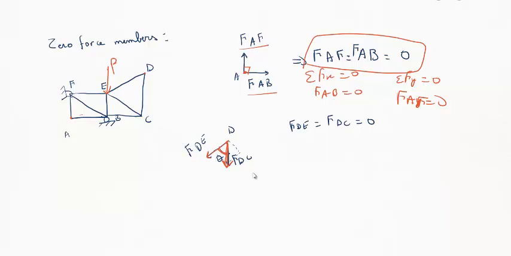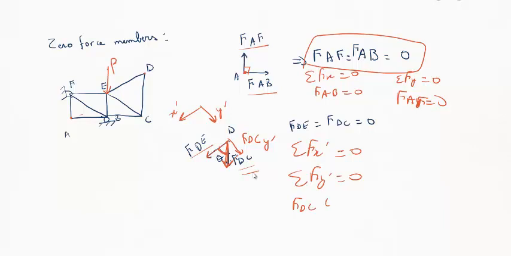equilibrium, simply because FDC with this direction, if we extend it here, we have here FDC y prime. Let's call this x prime and y prime. This x prime is the direction of FDE. So we have a part of FDC that is in the direction of y prime. So the same thing, doing sum of the forces in x prime equals 0, sum of the forces in y prime equals 0. So we have FDC cosine (90 minus theta) equals 0.